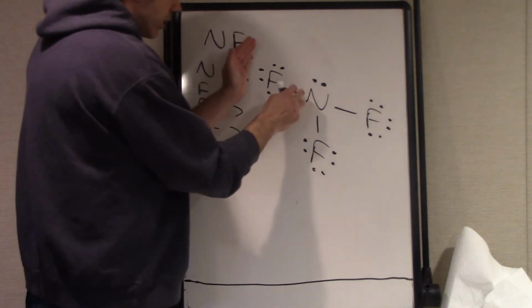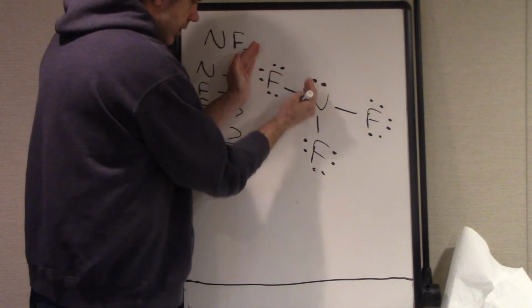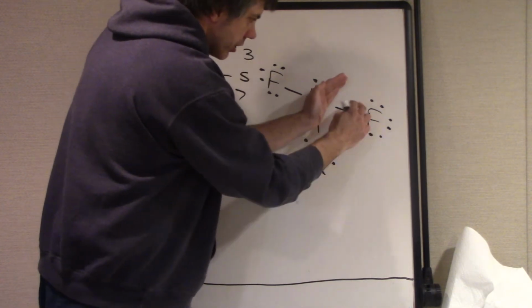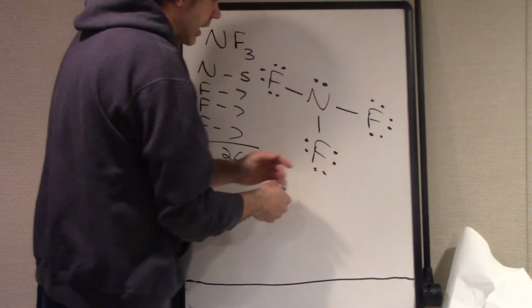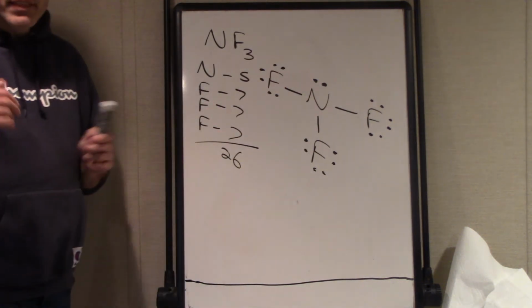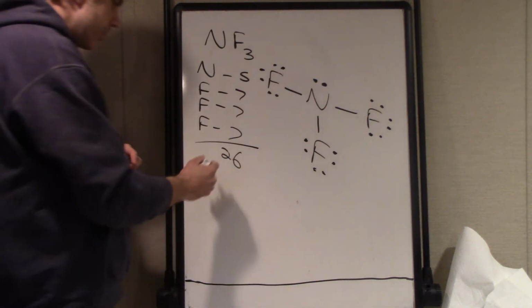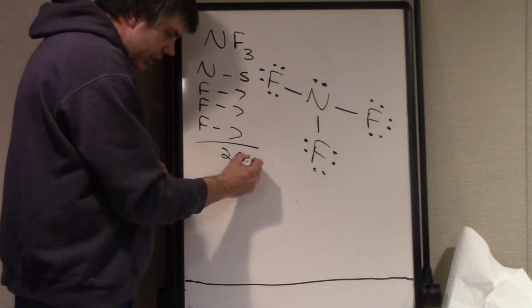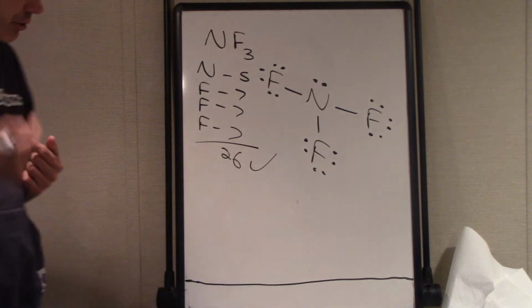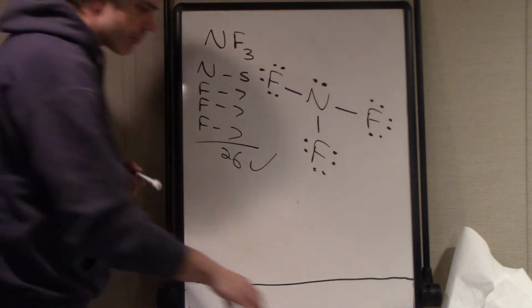This fluorine, 2, 4, 6, 8. This fluorine, 2, 4, 6, 8, following the octet. This fluorine, 2, 4, 6, 8, following the octet. The nitrogen, 2, 4, 6, 8. Everything has its octet. Since everything has its octet, and I have the correct total number, this is going to be the correct structure for NF3.